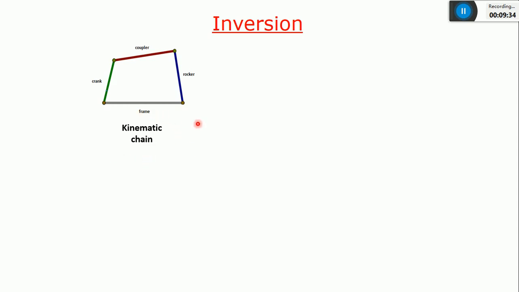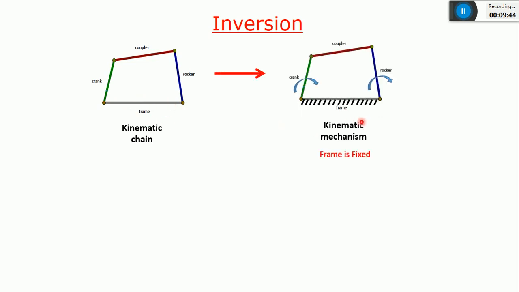Now what I will do is fix any one link of this 4-bar chain. First I'm going to fix this frame. You can see in the image that I have fixed the frame. It is fixed to a certain platform. Then you can give input motion to this crank. You can connect this crank to a motor so that the crank starts rotating in a circular path.